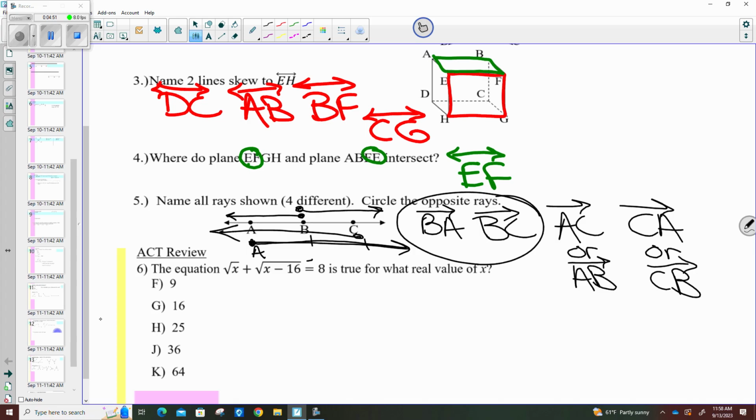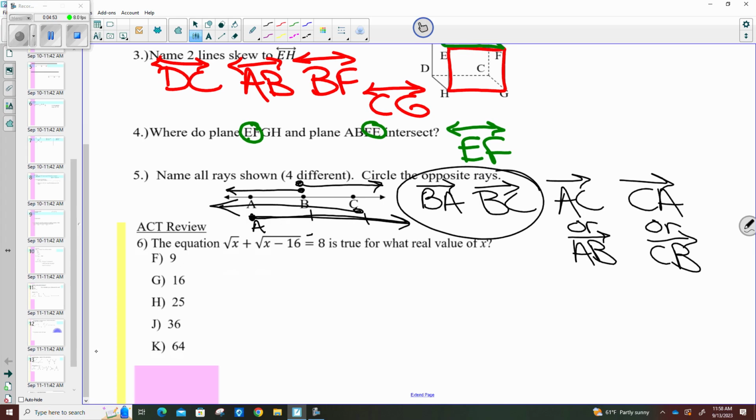All right, last but not least, we got this ACT review. Now we look at this question, and it's got square roots in it. And a really great reaction to square roots is to get rid of square roots. We do what to them? What do you do to both sides if you want to get rid of a square root?